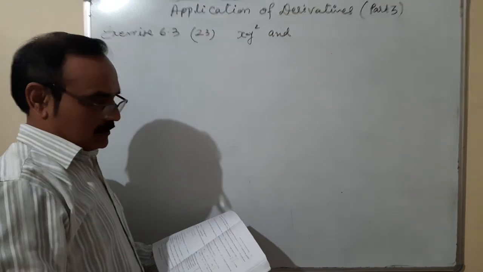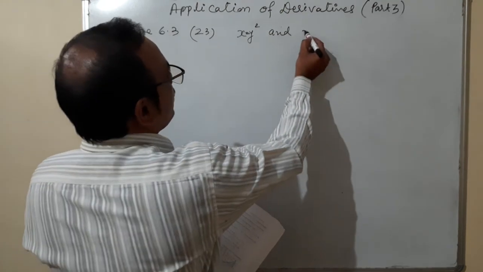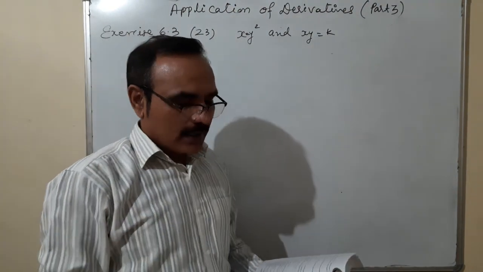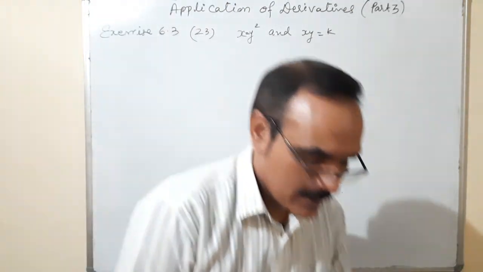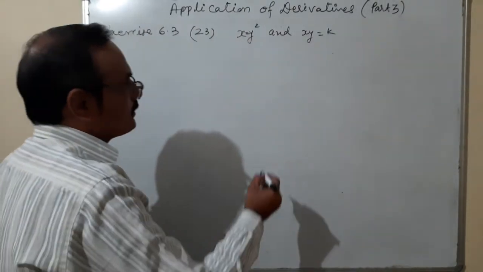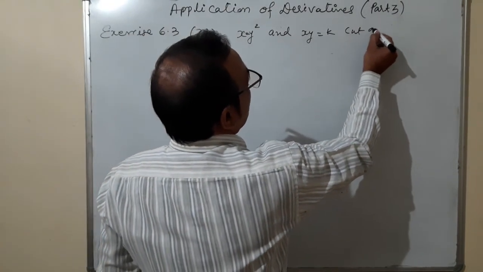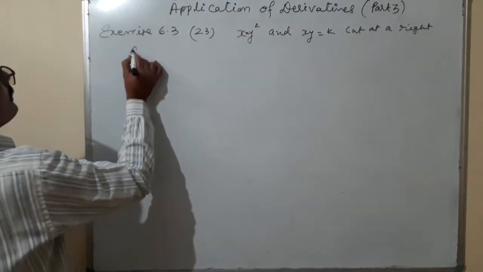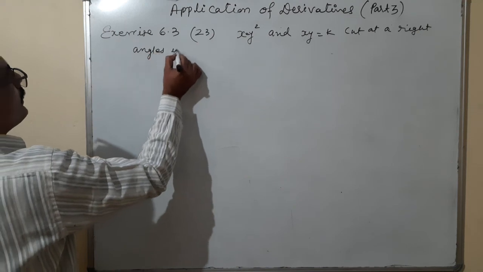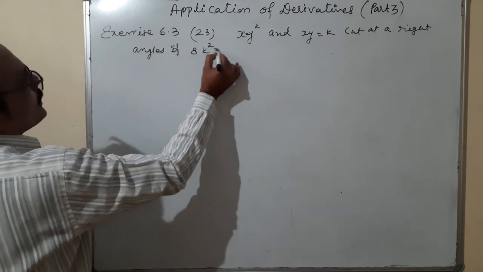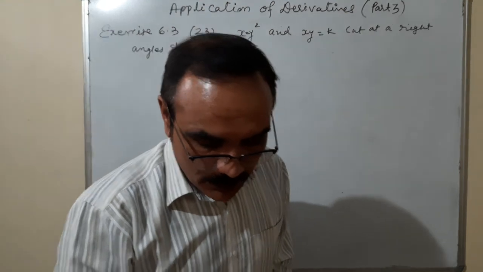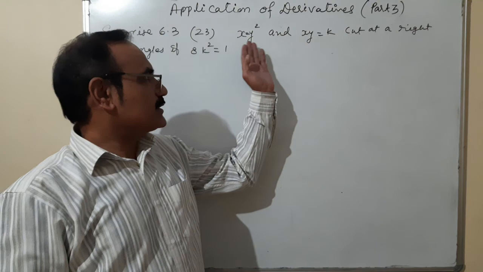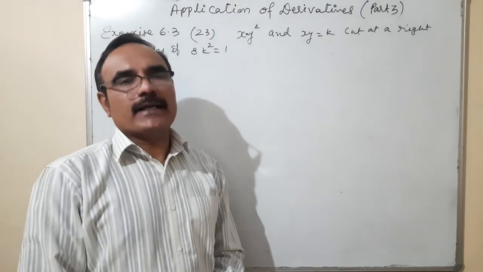and xy is equal to k. x is equal to y square, xy is equal to k, cut at a right angles if 8k square is equal to 1. There are two curves, x is equal to y square, xy is equal to k, cut at a right angle.